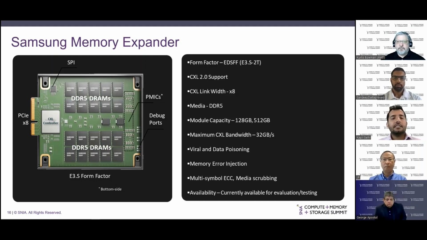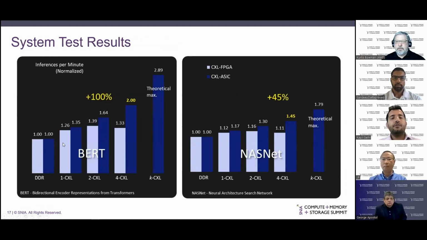Now, in the last slide, we will review some of the test results of memory expanders with commonly used artificial intelligence and machine learning applications, namely BERT and NASNet. So the charts that you see on the slides here compare the performance of DDR only versus CXL memory and DDR populated in a system together.